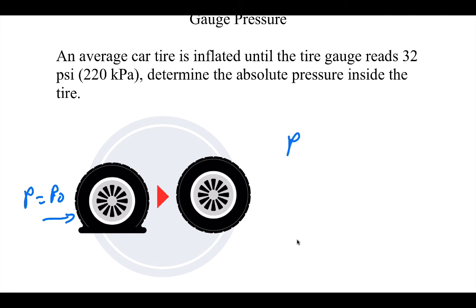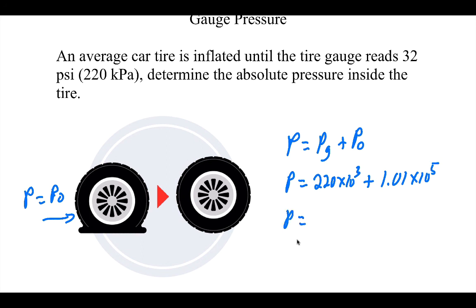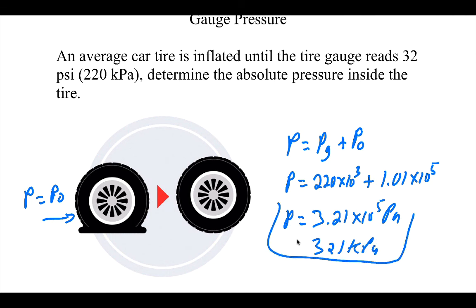The absolute pressure would have to be the gauge pressure plus the atmospheric pressure that's already in there. So this is really actually pretty simple. The absolute pressure would be the gauge pressure, 220 kilopascals, or 220 times 10 to the third pascals, plus the atmospheric pressure, 1.01 times 10 to the fifth pascals, which gives an absolute pressure of 3.21 times 10 to the fifth pascals. By the way, this is the same thing as saying 321 kilopascals. Kilopascals is sometimes an easier way to express pressure. And that's a simple idea of how we relate gauge pressure and absolute pressure.